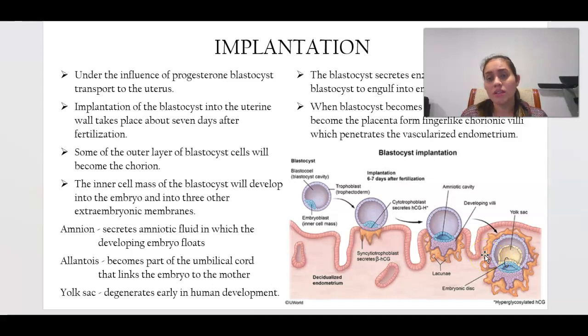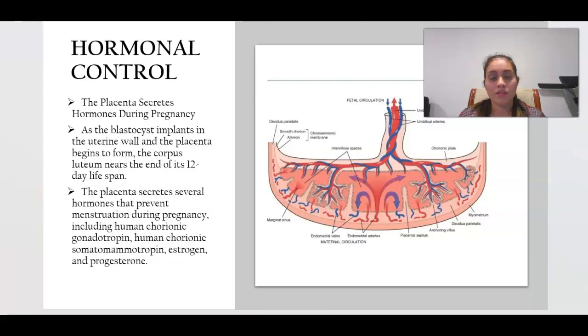The blastocyst secretes enzymes that allow it to engulf into the endometrium, as you can see in this picture. When the blastocyst becomes an embryo, cells that will become the placenta form finger-like chorionic villi, which penetrate the vascularized endometrium. So here's the placenta in this picture.